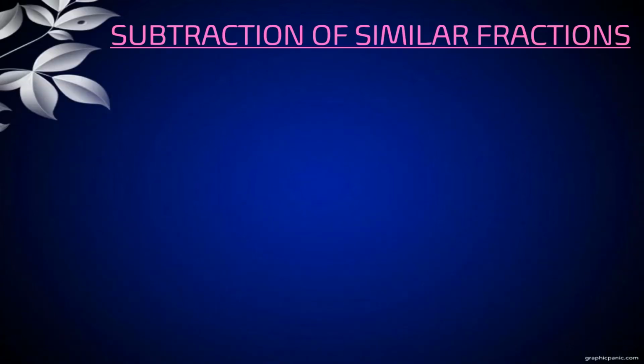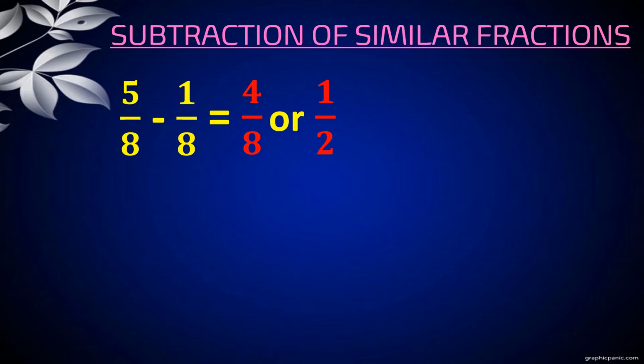Let's have an example for subtraction of similar fractions. The first one is 5 over 8 minus 1 over 8. So, subtract natin ang numerators. We have 5 minus 1 is equal to 4 over 8. Then, let's get the lowest term. Numerator and the denominator can be divided by 4. So, 4 divided by 4 is equal to 1. And 8 divided by 4 is equal to 2. So, the lowest term is 1/2.